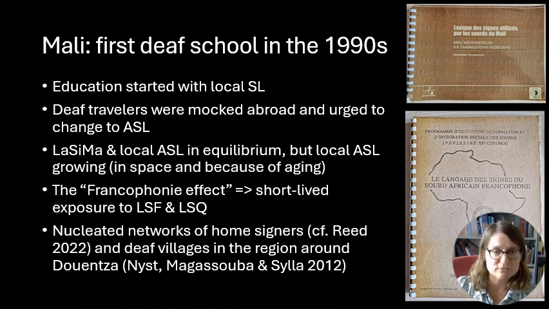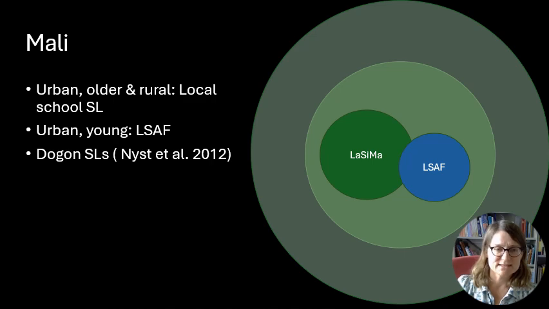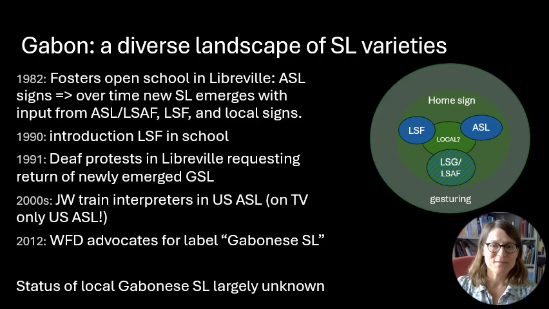I will skip the point about nucleated networks, and this is basically a summary of what I just said. Then we'll move to Gabon, which is even more complex and even more multilingual than any of the situations we have discussed so far. So I'll give you a second to read the slide. And then have Tatiana Kumbareshi, who is also a PhD student at Leiden, tell us about the situation in Gabon.